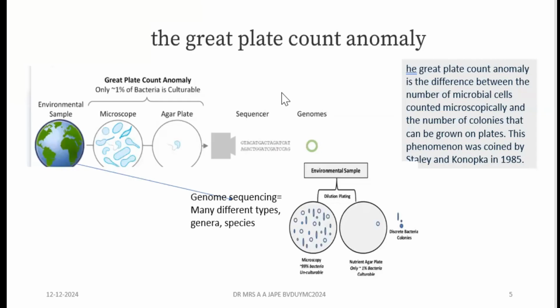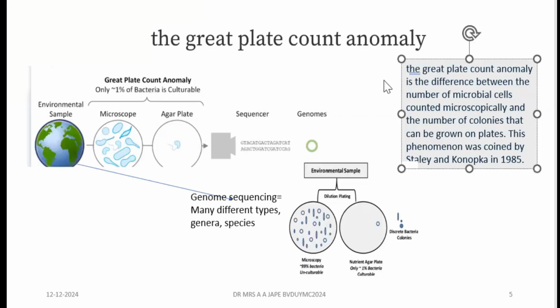Right? So the concern here is that with the great plate count anomaly, the exact number and the number that appears in the plate are not the same. What you encounter and find under the microscope and what is found on the plate are totally different. This phenomenon of plate count anomaly was talked about as early as 1985 by Staley and Konopka. So the scientists have coined this. This is a common observation. We also note that, right?